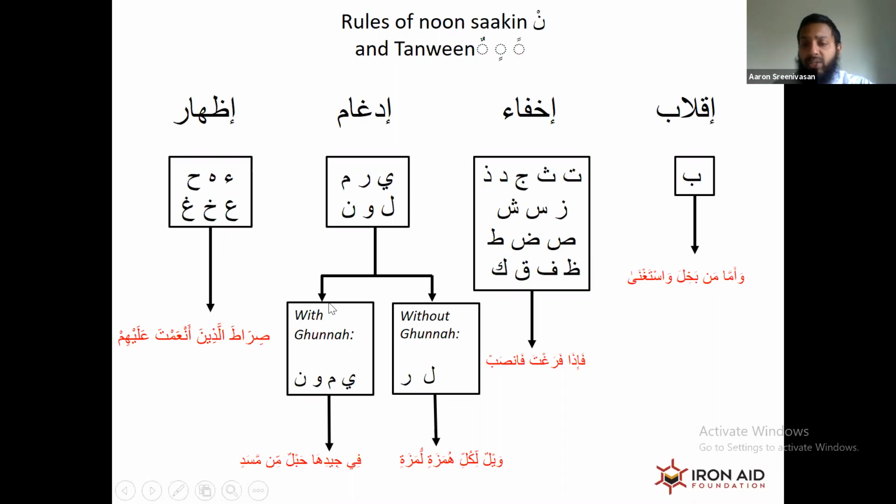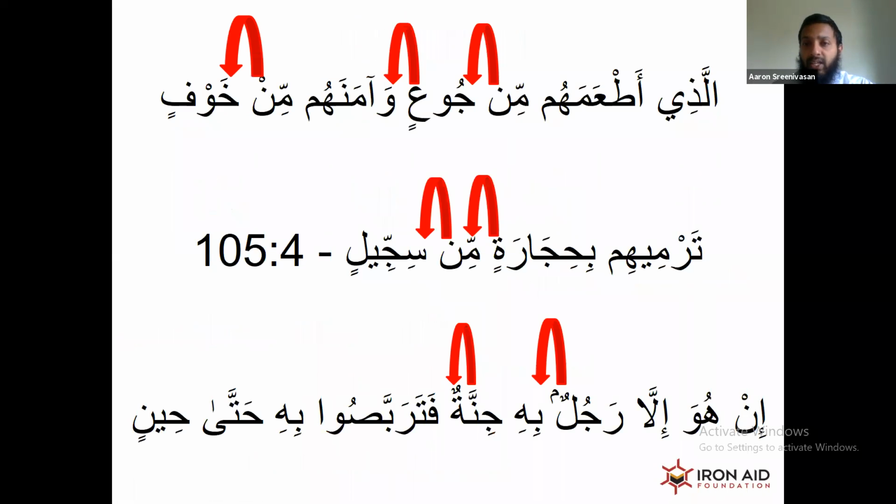And so this is the process that we followed last lesson. We're going to just quickly go through those examples again, very briefly. So we have here in Surah Al-Quraysh, الذي أطعمهم من جوع وآمنهم من خوف. So we look for our first noon sakin, and we look for the letter which follows.